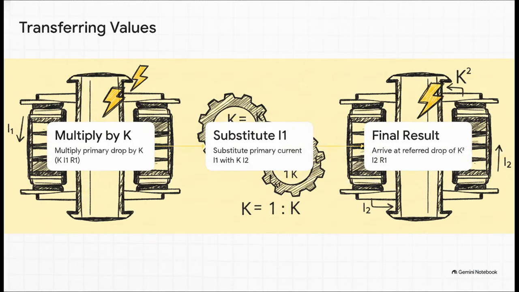Let's walk through the resistive drop step by step. Step 1, the primary resistive drop when referred to the secondary side is multiplied by K, so we get K times I1 times R1. Step 2, we mathematically substitute the primary current, I1, which is equal to K times I2. Step 3, when we plug that in, we arrive at our final referred drop of K squared times I2 times R1. Just like that, we've successfully translated the primary drop.